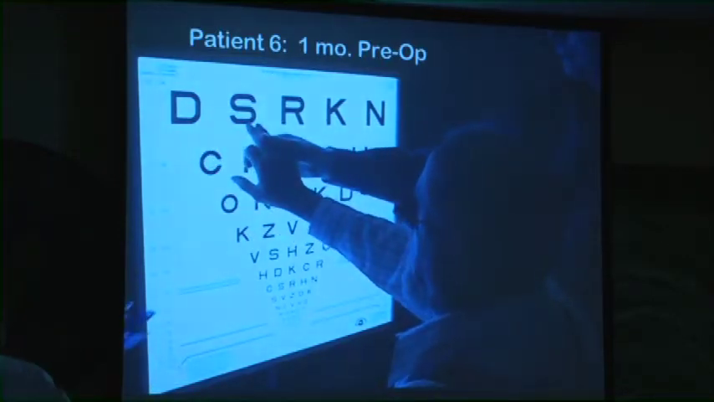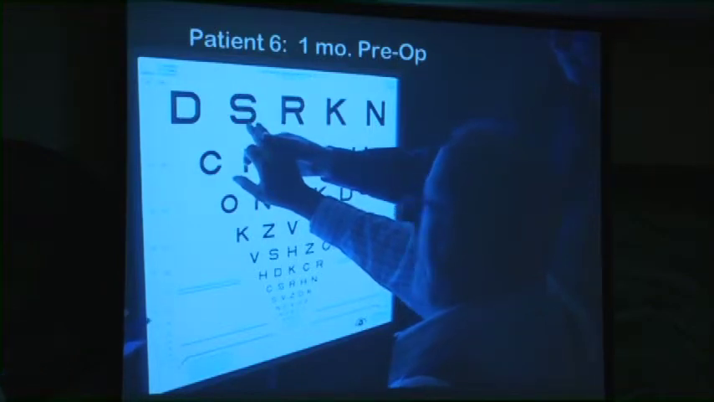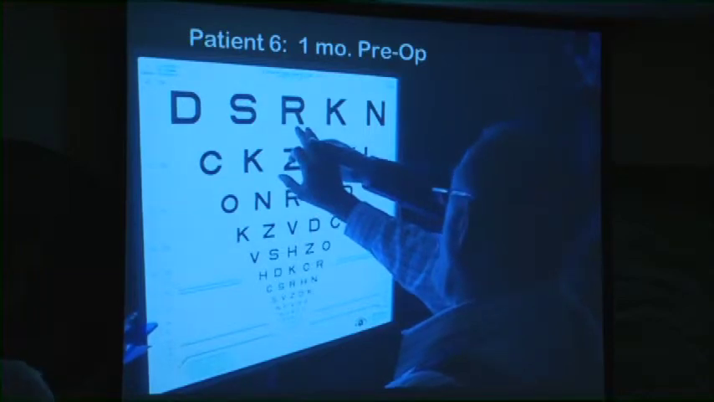This was before surgery, his vision was about hand motions. And so we tested him using the ETDRS chart, in this case, at about half a meter.